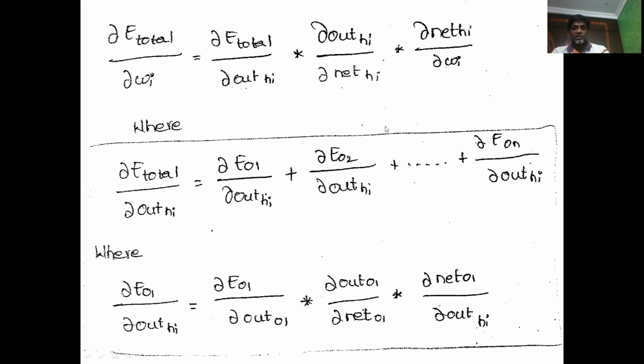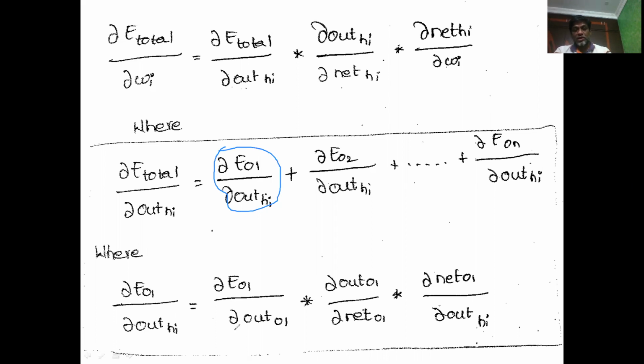Okay, so this is the formula. This is an extra term, and now we will consider each one of these. How do you calculate the value of ∂E_total/∂out_Hi? Now the formula is ∂E_O1/∂out_Hi is equal to ∂E_O1/∂out_O1.